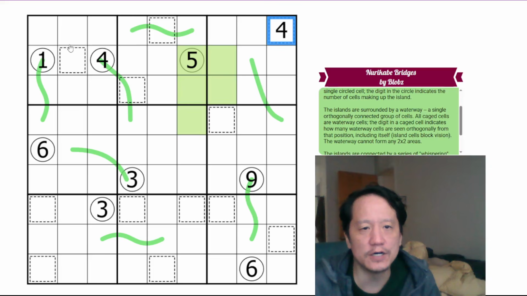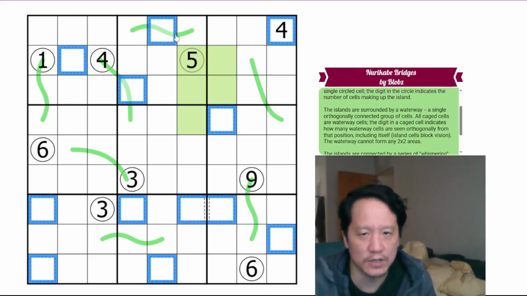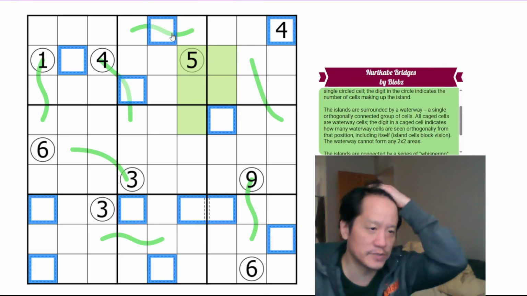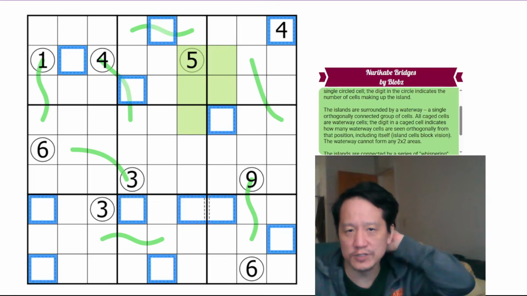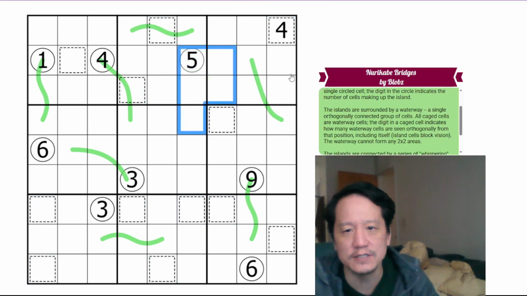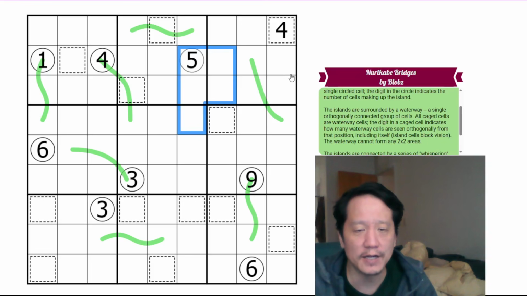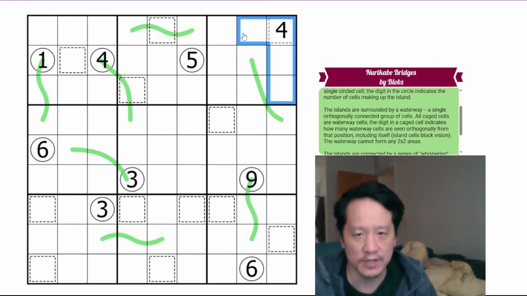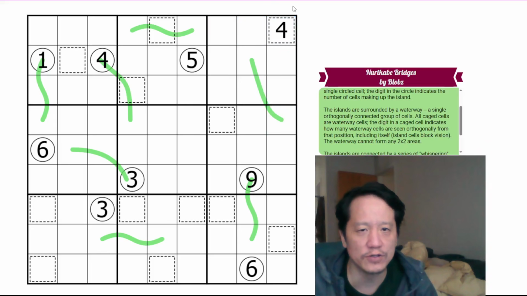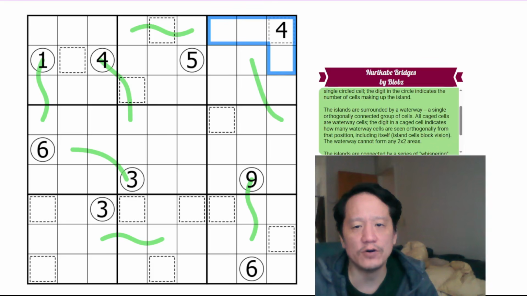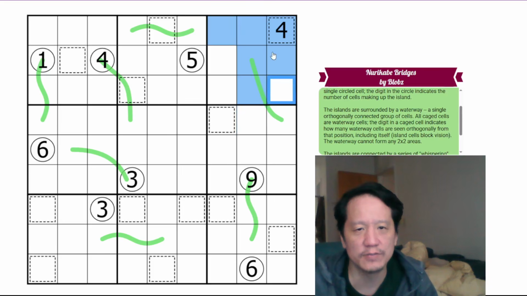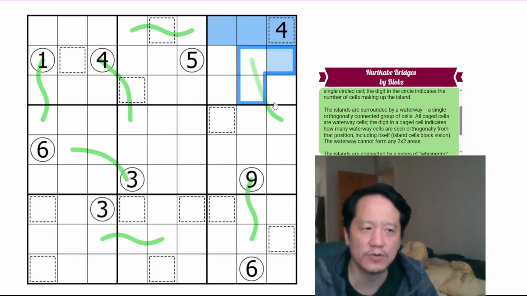And the digit in the waterway cell indicates how many cells it sees that are waterway cells, and island cells block vision. So this sees 4 waterway cells orthogonally, which means horizontally and vertically. So you could have all the waterway cells be there, which would mean this would be land, and I guess it would have to connect something like that. But this would be a 2x2 area that's all water. Oh, that's interesting.